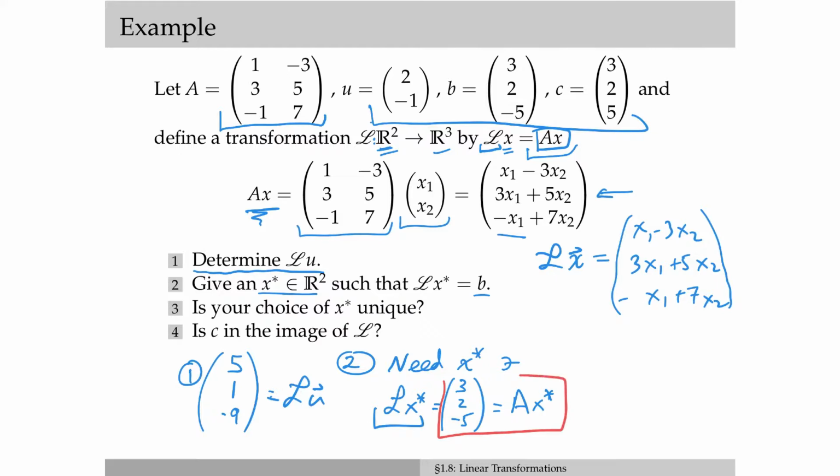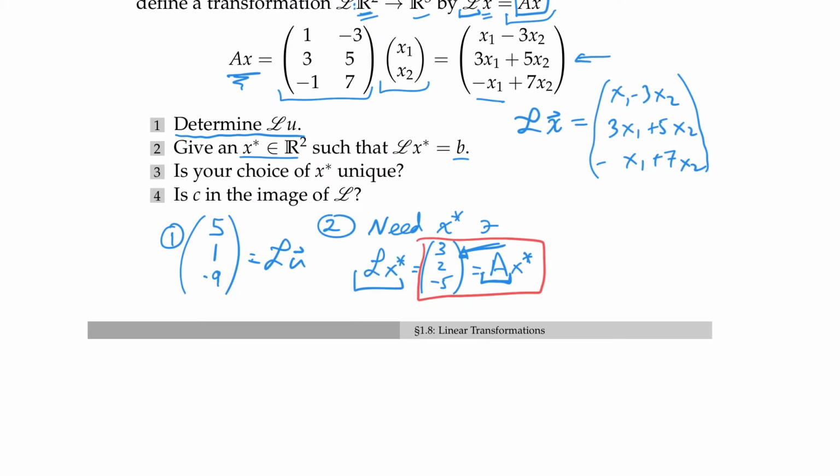Looking at this, we see that we are really trying to solve a matrix equation. We're asking, is this vector here in the column space of A? Or we don't know the terminology yet, but is this vector here in the span of the columns of A? Okay, well, how did we figure that out? Well, let me write this out. Is 3, 2, negative 5 in the span of the columns of A?